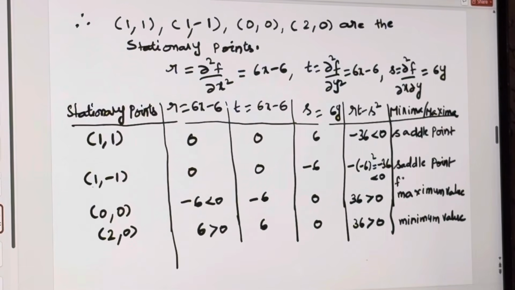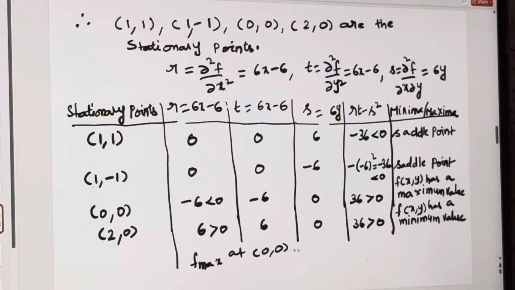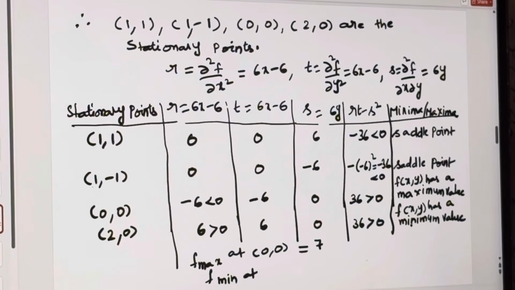Okay, f of x comma y has a minimum value, and f of x comma y, to just write, has in one case maximum value, in the other case minimum value. उसके बाद क्या करना है आपको? f max का वैल्यू निकालना है. f max at 0 comma 0, when you are substituting x is equal to 0 and y is equal to 0 in the function given, your final answer will be 7. इसी तरह f min का वैल्यू भी आपको निकालना है. मिनिमम वैल्यू कौन से पॉइंट में मिला है आपको? स्टेशनरी पॉइंट 2,0 में मिनिमम वैल्यू मिला है.